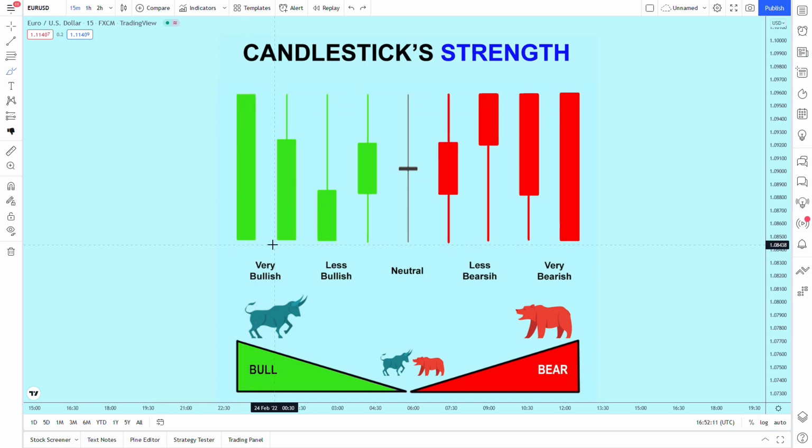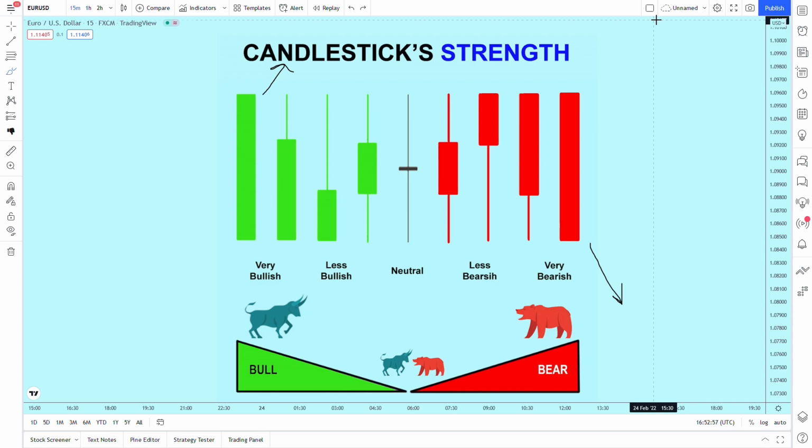They usually represent a good sign that the price will continue to go up here, and that the price will continue to go down after this bearish candlestick. What is a good thing to do? You can combine these candlesticks on different time frames.